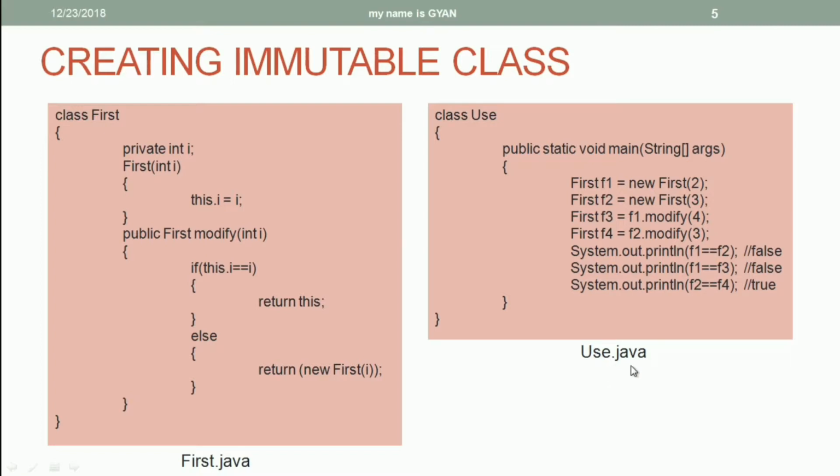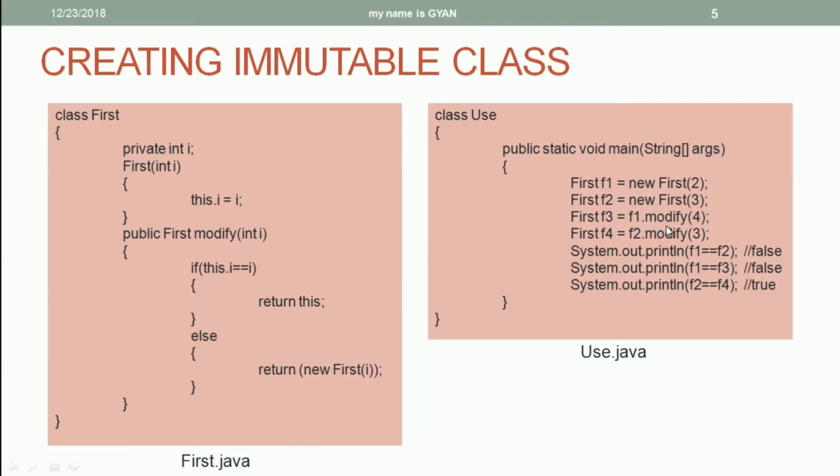Here we have the Java file Use.java. In Use.java we have the class Use. In the class Use we have the method main. In the method main we are creating a new object of type First which contains the value 2 as its argument. So a new object of type First will be created whose reference will be stored into the reference variable f1. Here again a new object of type First will be created whose reference will be stored into the reference variable f2. At this time the content of the newly created First object will be 3.